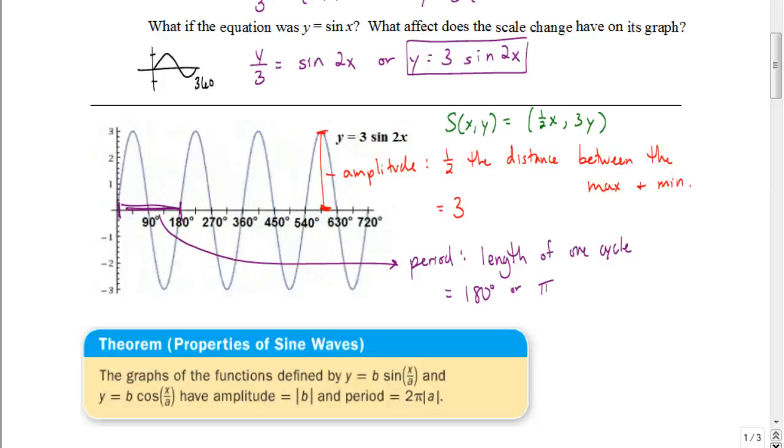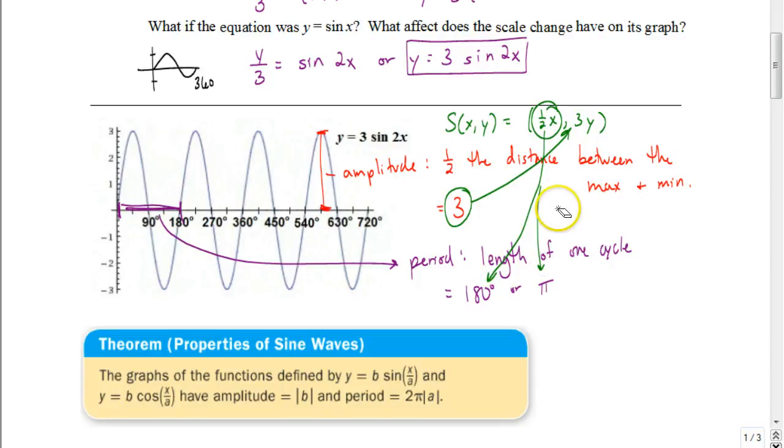Well, if I have the scale change of 1/2 x and 3y, if you notice, my amplitude is the same as the number that's in front of the y. Well, that's significant. And the period, if you think about it, the period is 180 degrees, which is half of 360, or pi, which is half of 2 pi. Well, if I look up here, this value here is saying that's taking half of whatever x is, so 1/2 of 360 would be 180, and 1/2 of 2 pi would be pi.